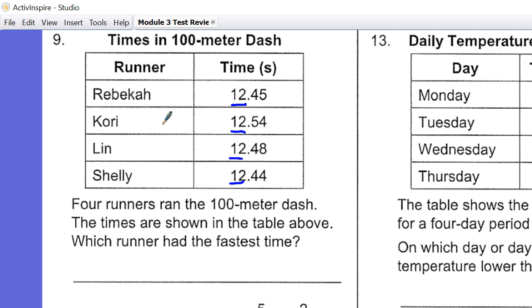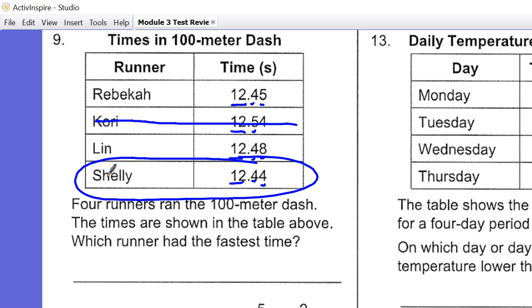So now what we have to do is go to the tenths place. And if you look at the tenths place, I've got a 4, 5, 4, and 4. Well, 5 is the highest time. That person actually was the slowest. Corey is definitely not the winner. So now I've got 12.4 3 times. Now I just have to look for the hundredths place, and that will be the tiebreaker. Looking for the lowest, I've got 5 in the hundredths, 8 in the hundredths, and 4 in the hundredths. That means Shelley is the fastest time.